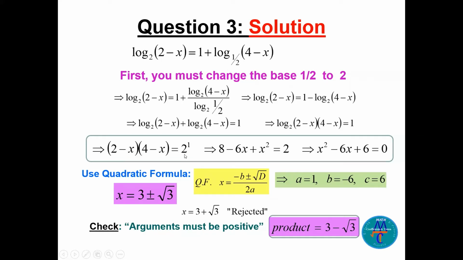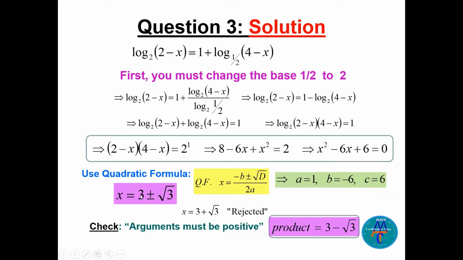Just multiply here 8 minus 6x, which is minus 2x minus 4x, plus x squared is equal to 2. Rearrange the equation, x squared minus 6x plus 2, bring the 2 there, is equal to 0. We cannot factor this equation, so we can use quadratic formula. Quadratic formula says x equals minus b plus or minus the square root of the discriminant divided by 2a. A is 1, b is minus 6, and c is 6. So the x values 3 plus or minus square root of 3.